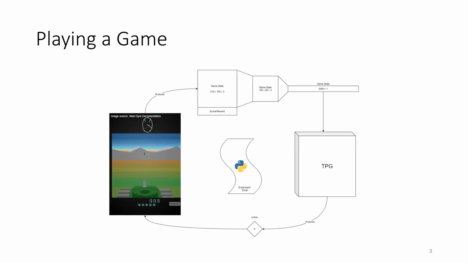Training or testing an agent consists of having an experiment script run the agent through playing a game in the arcade learning environment. First, the arcade learning environment computes a frame and produces a game state vector as well as the current score or reward at that frame. We first downsample this game state vector and then flatten it before passing it to TPG as an input. TPG then produces a numeric value, an integer, which is mapped to one of the valid actions that can be applied to the current game. We then apply this action to the game, which will produce the next frame, and then the loop repeats.